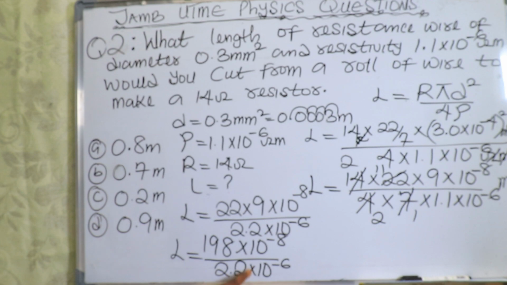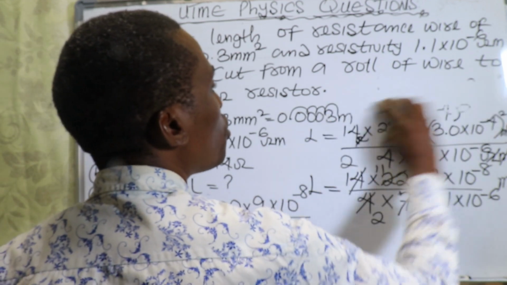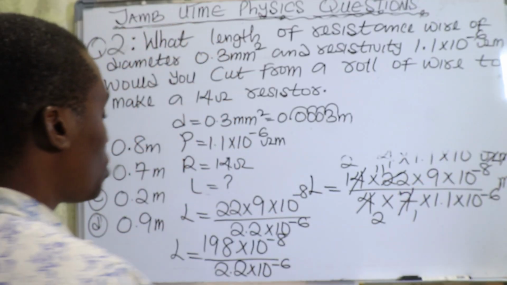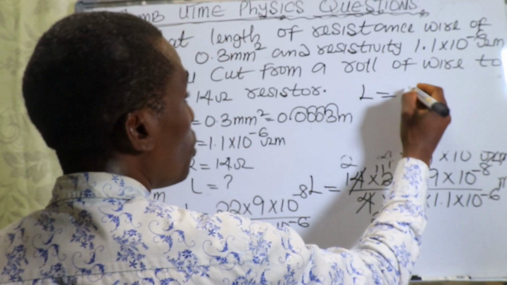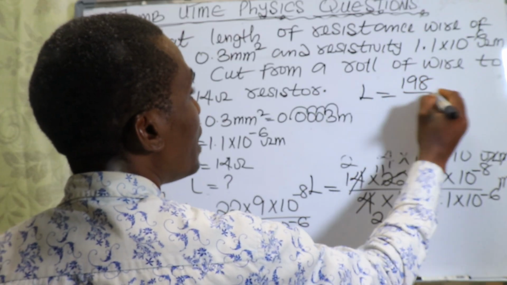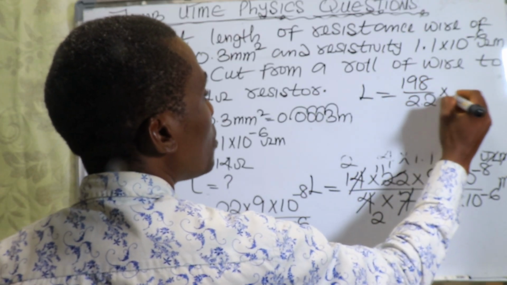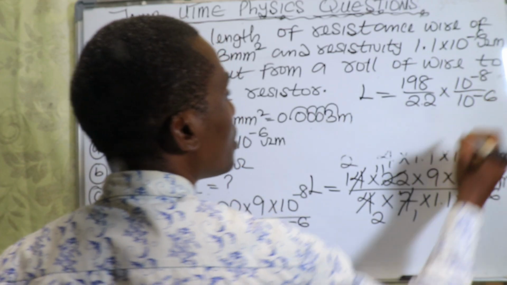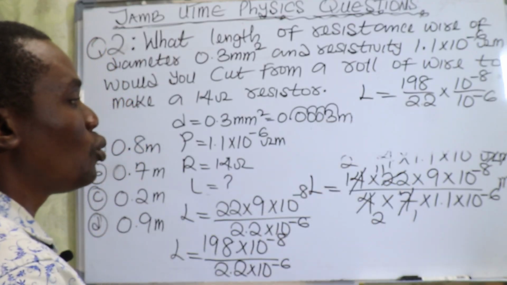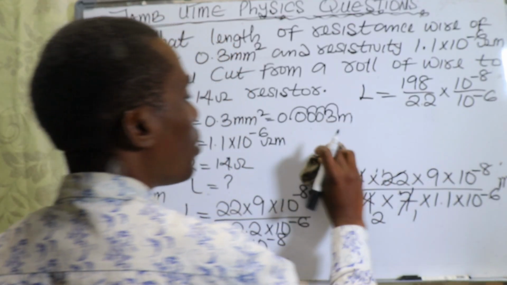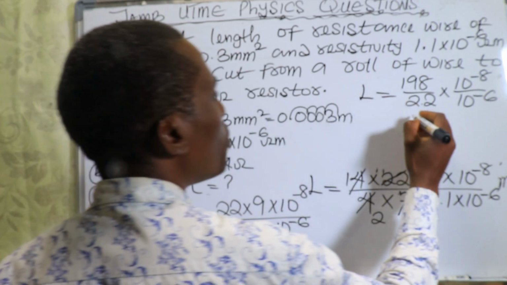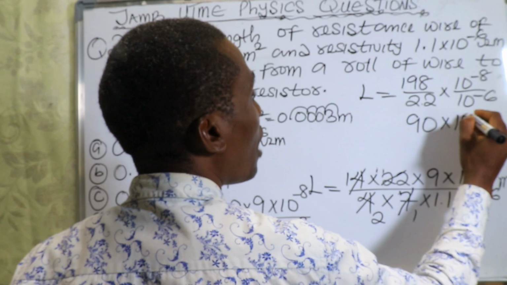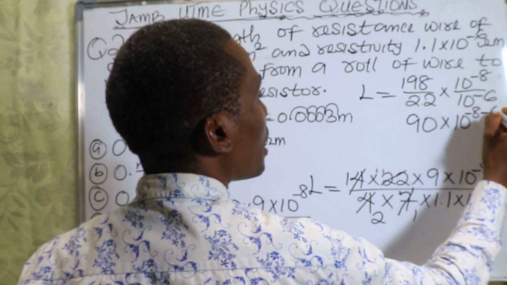Now I can change these two, or I can break those two parts so that I will get a different thing. Now if I break those two things, my L would be equal to 198 divided by 2.2 times 10 to the power of minus 8 divided by 10 to the power of minus 6. Now 198 divided by 2.2, what will I get? 198 divided by 2.2 will give me 90. Times this one will give me 10 to the power of minus 8, minus bracket minus 6.